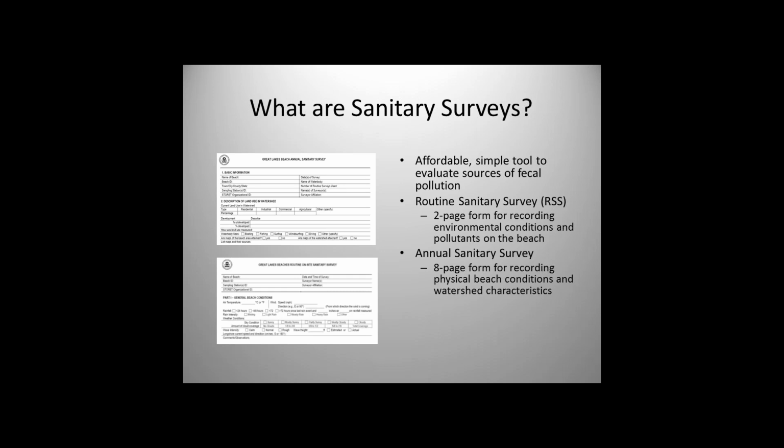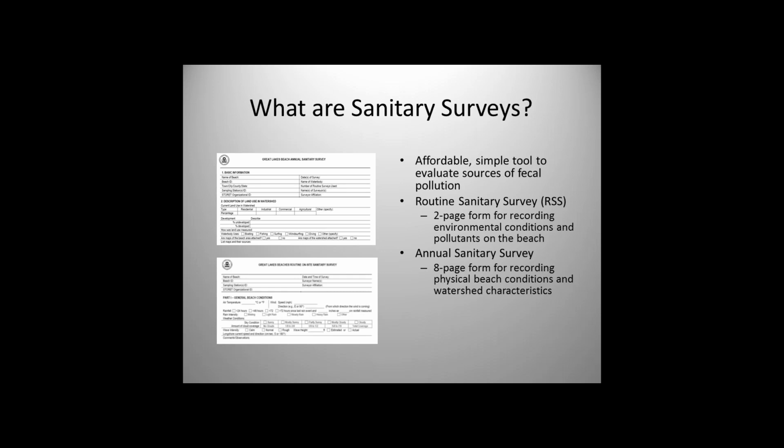The top form is kind of hard to see, but this is a routine sanitary survey form. These are just two pages, front and back. Very simple to fill out. It takes approximately, depending on your beach, anywhere from 30 minutes to an hour to fill out and collect all of the data and information that you need.